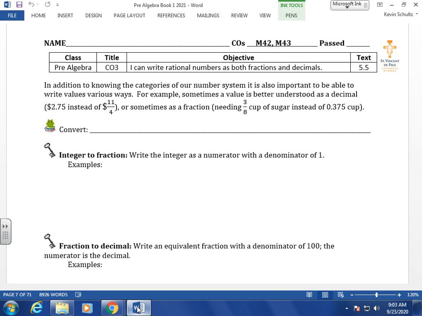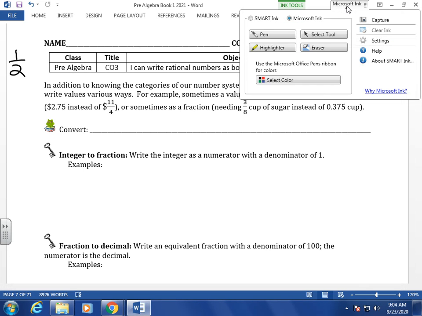Hello and good day. In pre-algebra, we'll be covering CO3, writing rational numbers as both fractions and decimals. There's a reason why we can take a value such as 1/2 and write it as both a fraction and a decimal.